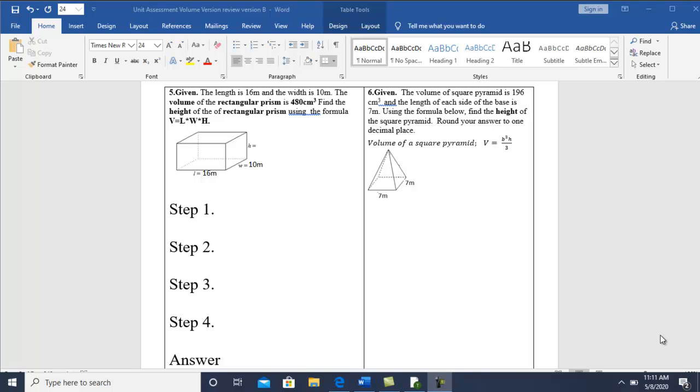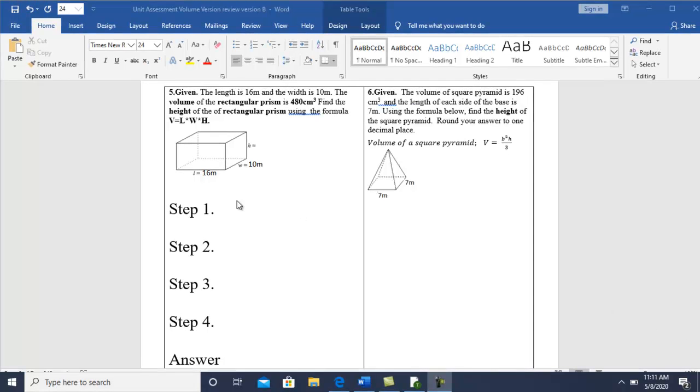I'm going to go through an example of working with volume of a rectangular prism, and we're going to solve for one of the sides. So here's the question. It says, given the length is 16 meters, the width is 10 meters, the volume of the rectangular prism is 480 centimeters cubed. Find the height of the rectangular prism using the formula the volume equals the length times the width times the height.